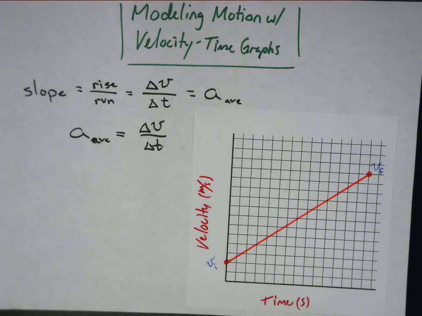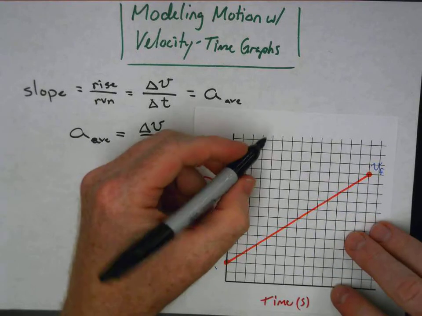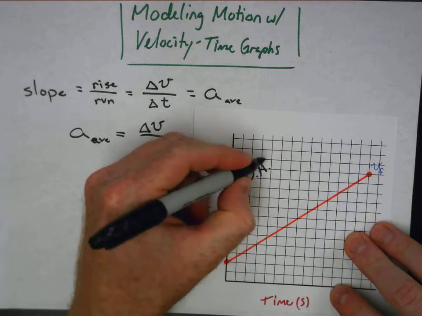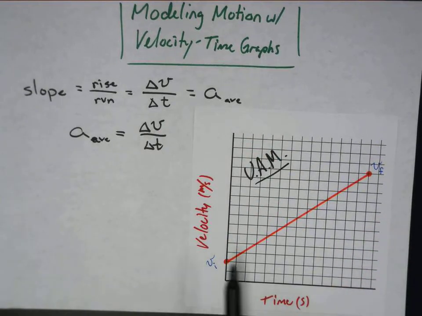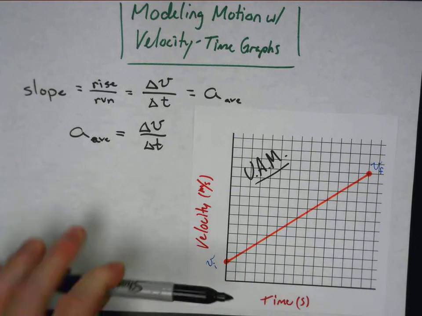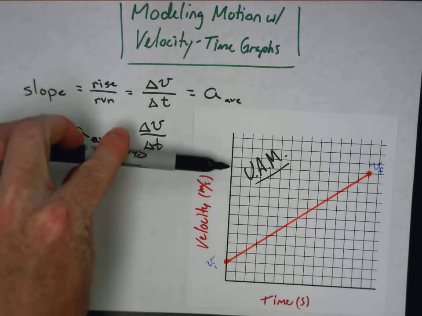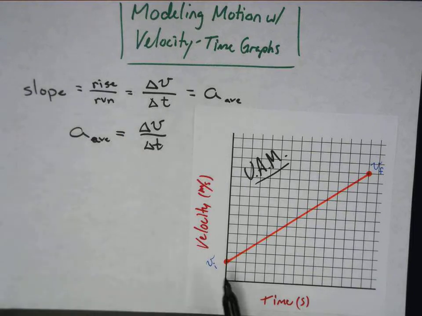All right, so in this first graph, we definitely have what you can call uniformly accelerated motion, UAM. The change in velocity is smooth and continuous. Velocity is changing. It was here, now it's up here at the end, but that change is smooth and continuous. That qualifies as uniformly accelerated motion. Let's look at another one.